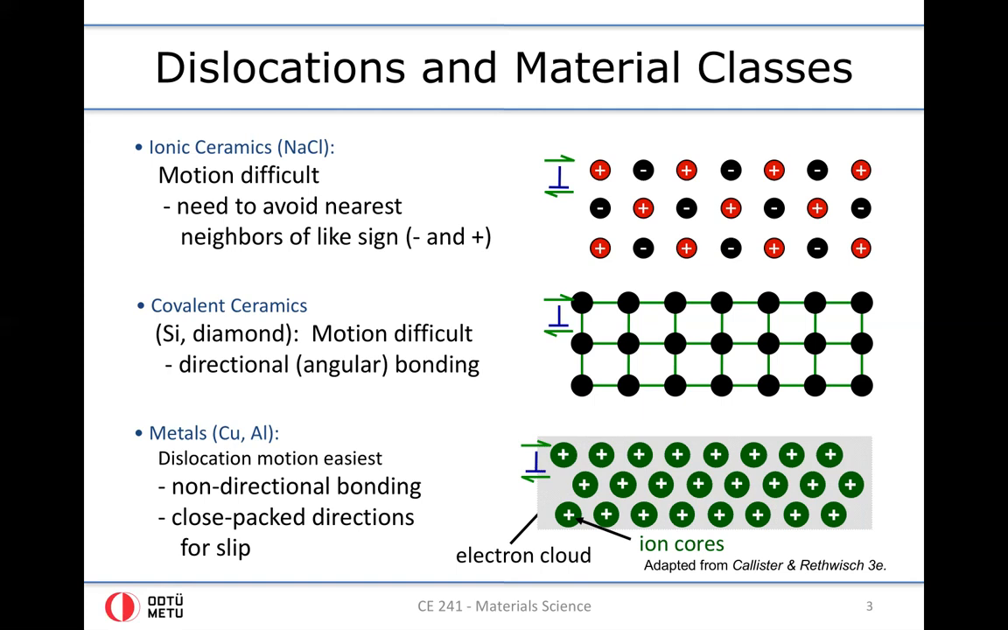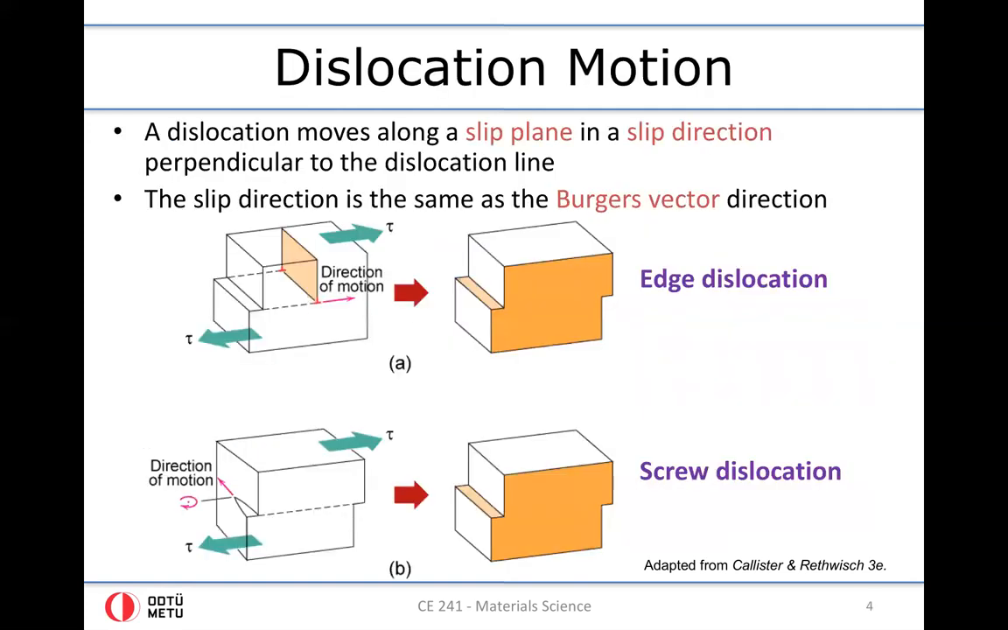So therefore, we observe motion of the dislocations, defects in metallically bound materials, in other words metals, much more often. So if you recall from chapter 4 on structural imperfections, we have two kinds of dislocations.